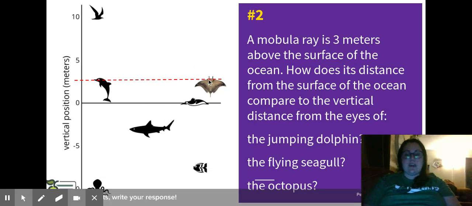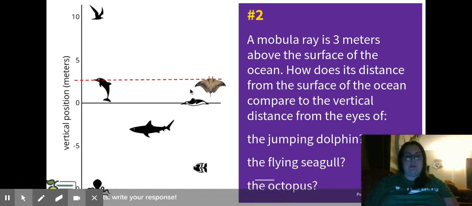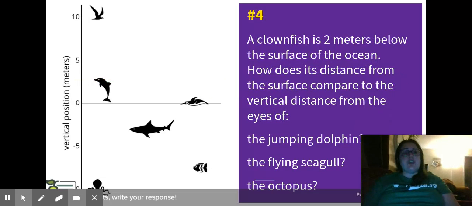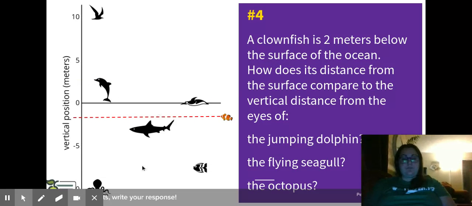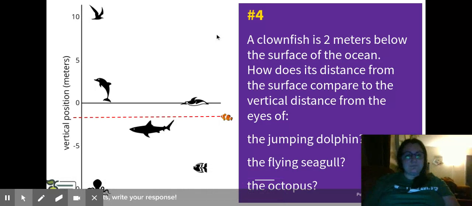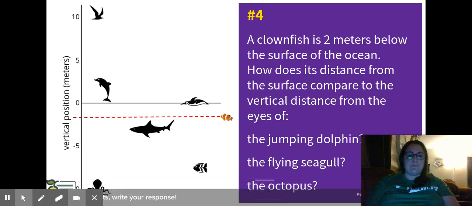So you're going to think about how this guy right here matches up to those different animals. Like how far away are they from the different animals? And then record your answer on the Pear Deck. You're going to be doing the same thing with this next question. Now, I did skip a question from your workbook. I did skip question number 3, and that's okay. Just less things you have to do because number 3 was very similar to number 2 and number 4.